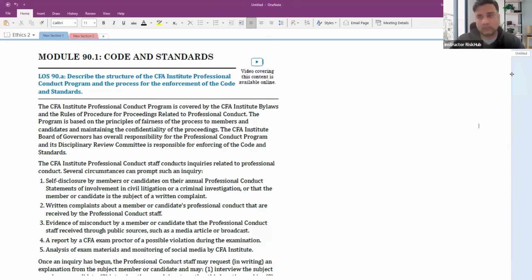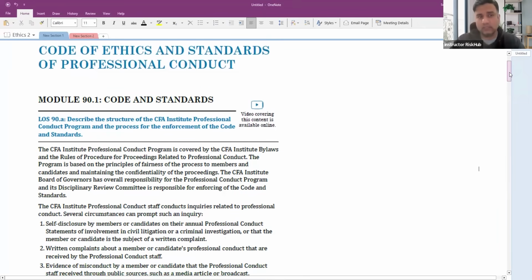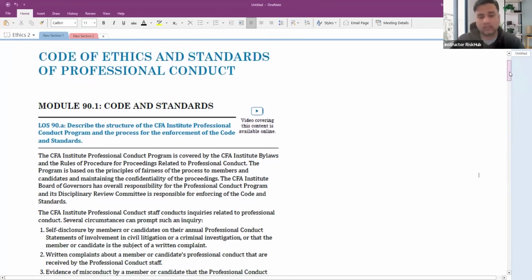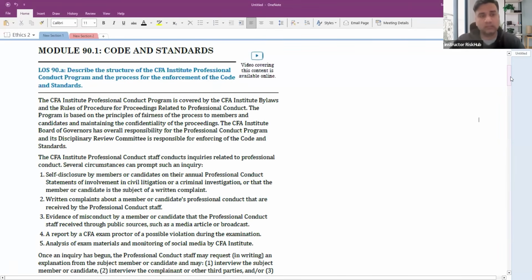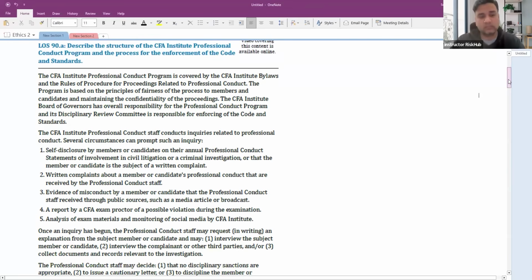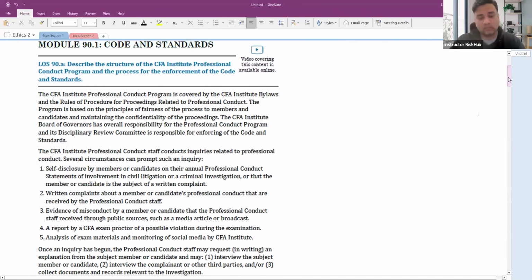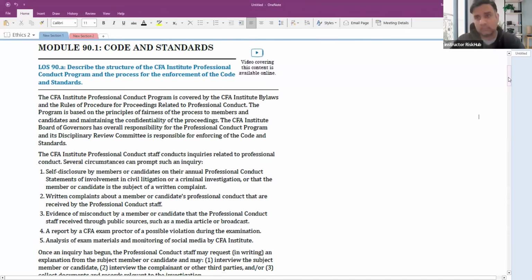Basically, if you see the reading, it is the Code of Ethics and Standards of Professional Conduct, right? There are various learning outcomes here. Let's start with the learning objective statement 90.1, which is about the structure and enforcement of the professional conduct program. As we go deeper, when you look at the structure of the CFA Institute Professional Conduct Program, please note it down. You must understand the big picture first.